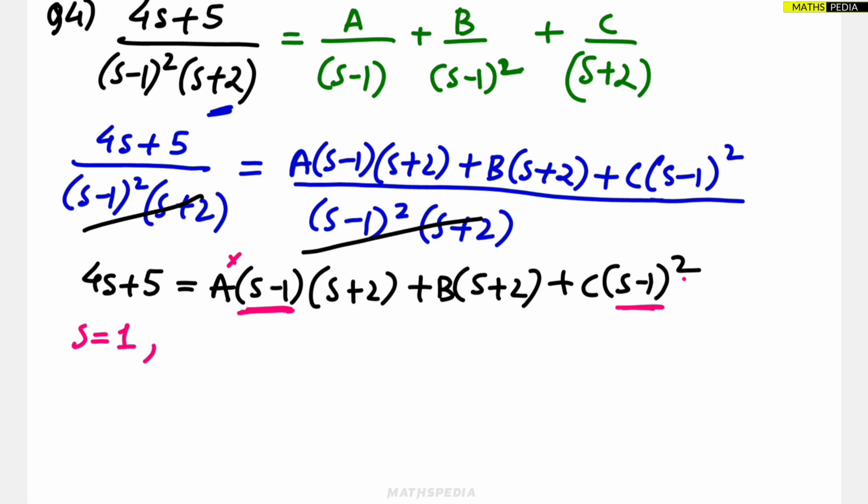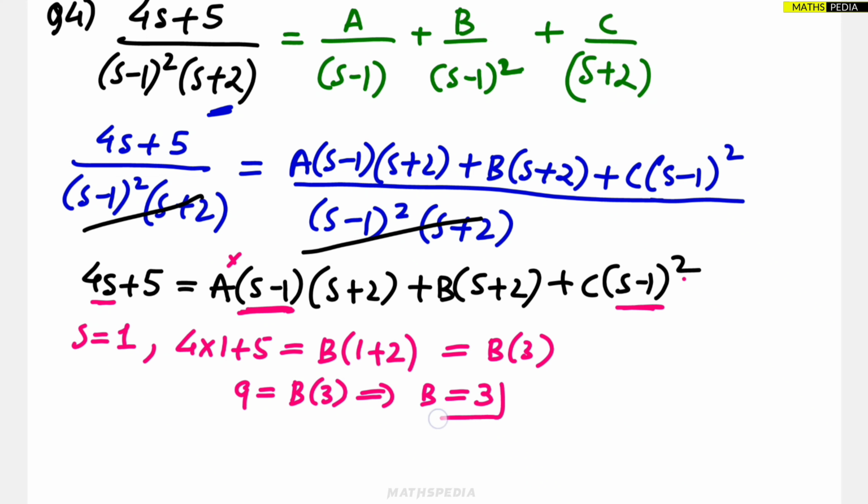So on the LHS also we have to substitute 1. So 4 into 1 plus 5 is equal to B into (1 plus 2), which is B into 3. On the LHS, 4 plus 5 is 9. So 9 is equal to B into 3, which implies that 3 will go there. The B value is equal to 9 by 3, which is 3.